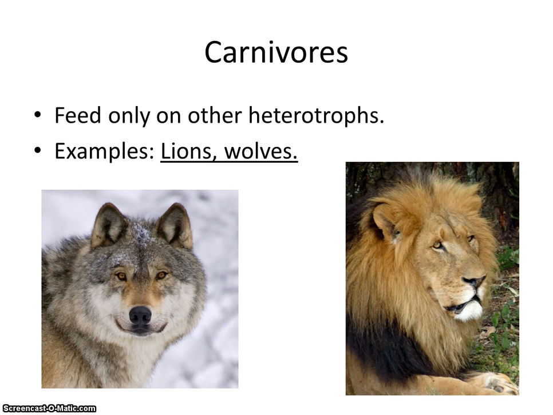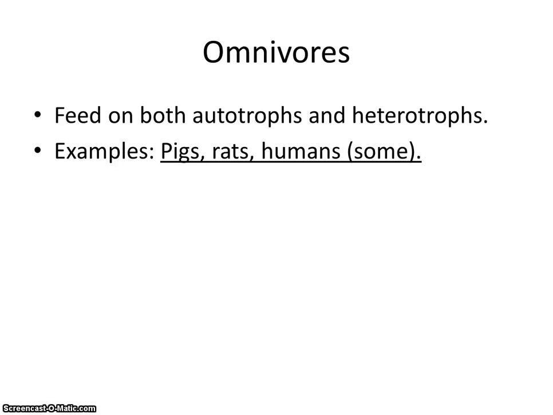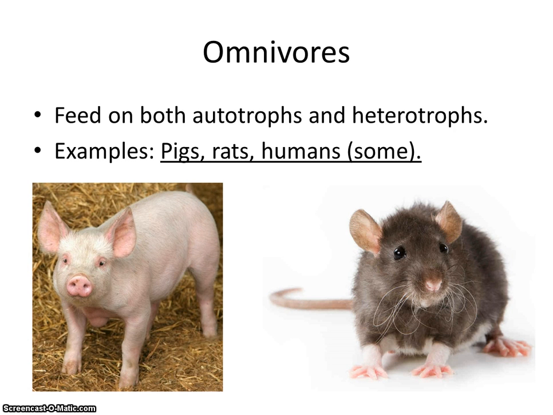Then we have our omnivores, which are both plant and meat eaters. In other words, they eat both autotrophs and heterotrophs. They're a mixture of a diet. Examples are pigs, rats, and some humans. We know that there's lots of different diet choices that humans have. You have some that are vegetarians, so they do only eat autotrophs. And then you have some which are vegan, which is even a little bit more extreme, and they don't eat any animal byproducts at all. So they stay away from dairy as well.